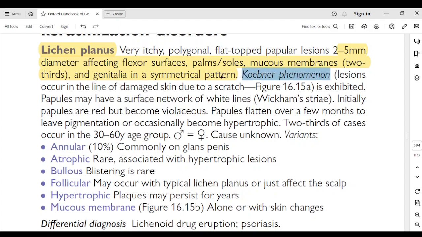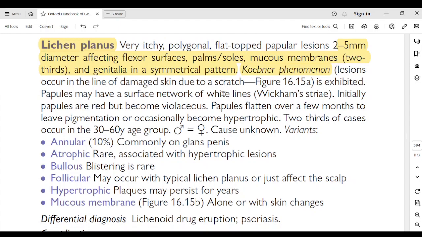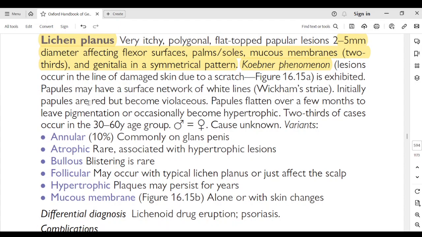Koebner phenomenon: the lesions occur in the line of damaged skin due to a scratch. Papules may have a surface network of white lines, called Wickham's striae. Initially papules are red but become violaceous. Papules flatten over a few months to leave pigmentation, or occasionally become hypertrophic.